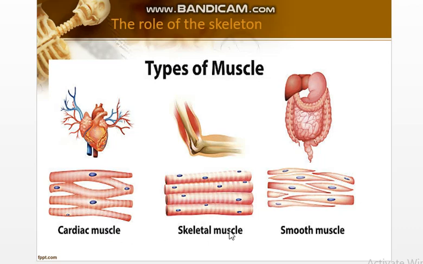Now skeletal muscles under the microscope look like this. Skeletal muscles are voluntary muscles. You can control their work, like the muscles of your arm. And here are the smooth muscles. They look like this, like the muscles of the intestines and the muscles of the stomach. Smooth muscles are involuntary muscles. You can't control their work.